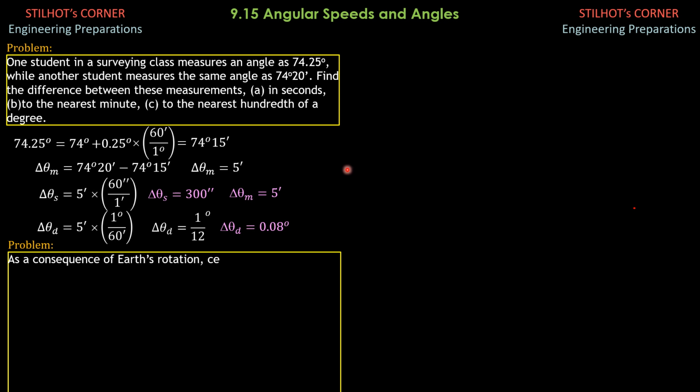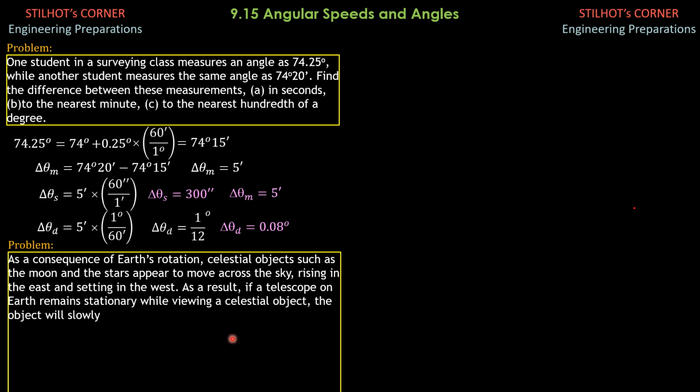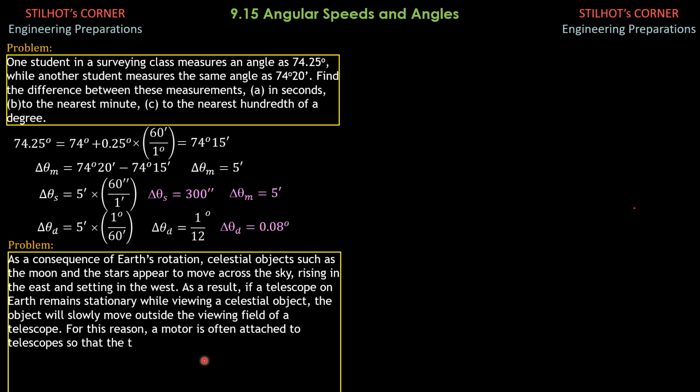As a consequence of Earth's rotation, celestial objects such as the moon and the stars appear to move across the sky, rising in the east and setting in the west. As a result, if a telescope on Earth remains stationary while viewing a celestial object, the object will slowly move outside the viewing field of the telescope. So for this reason, a motor is often attached to telescopes so that the telescope rotates at the same rate as Earth.